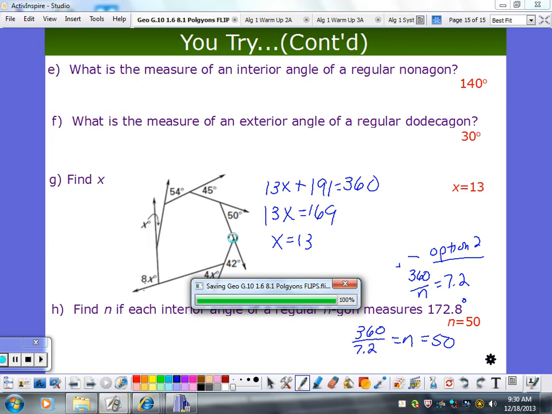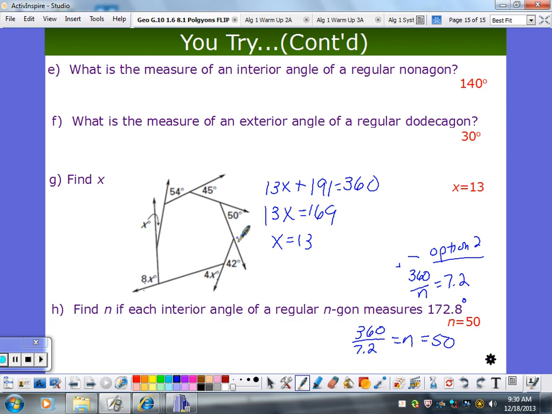Any questions? It's not that they're so hard. Very simple formulas. It's more a matter of just reading those questions carefully. Do you want an interior angle? Do you want an exterior angle? Is it a regular polygon? What are they asking you to find? And that's really the key to this. So those are polygon angles.